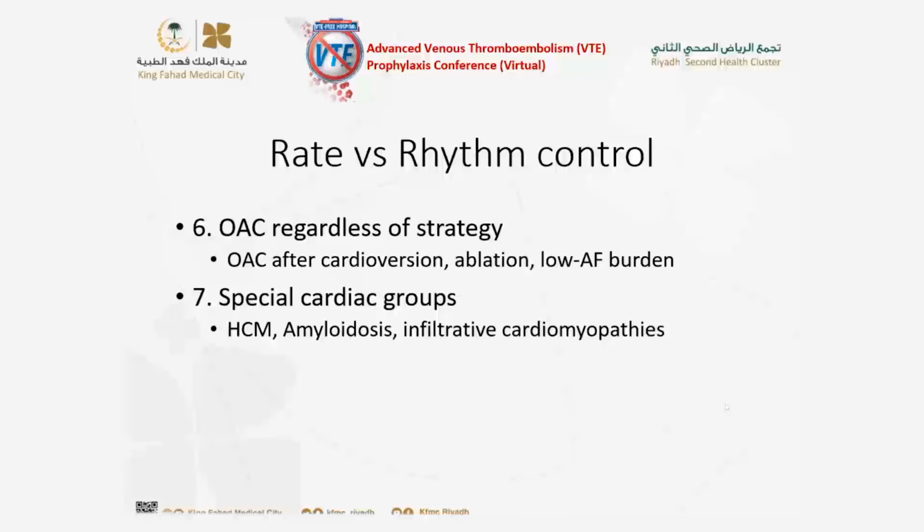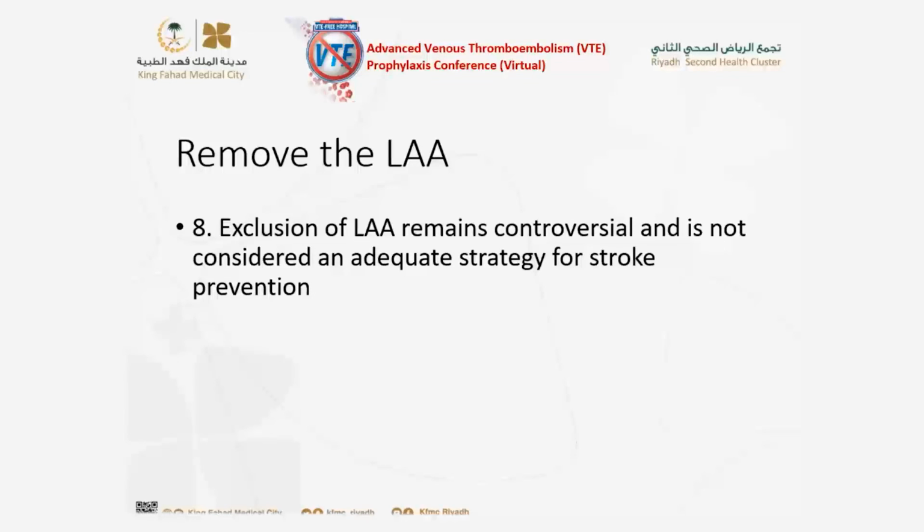It doesn't matter whether you choose rate or rhythm control. Oral anticoagulation should be the standard of care regardless of your rhythm control. So after cardioversion, after you do AFib ablation, or if you have low AFib burden, it's still the standard of care to give oral anticoagulation. There are special cardiac groups: patients with hypertrophic cardiomyopathy, amyloidosis, or infiltrative cardiomyopathies. Those patients should receive anticoagulation regardless of their CHA2DS2-VASc score, because we know that those patients have slow flow in their chambers, and that puts them at a higher risk category regardless of their CHA2DS2-VASc. They were also not validated in the CHA2DS2-VASc study.